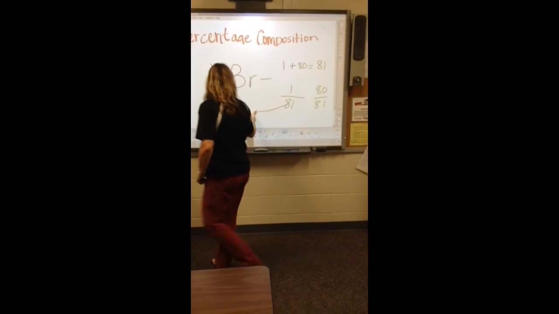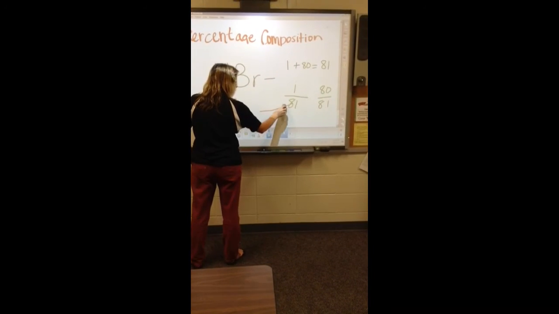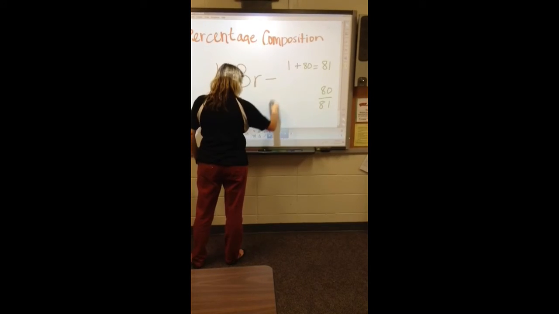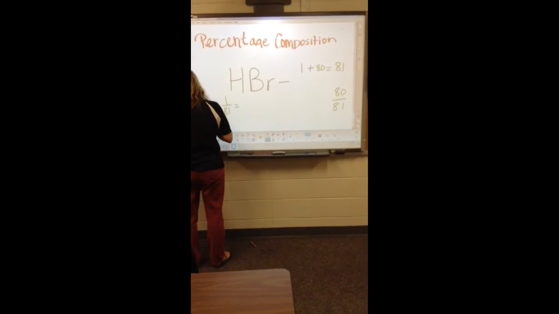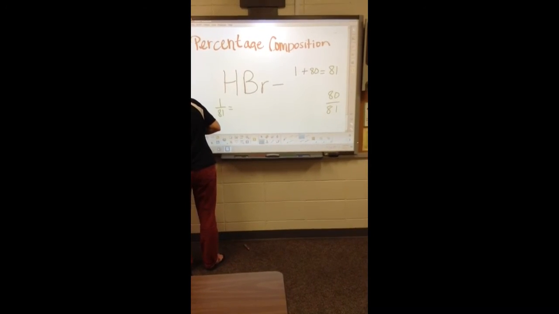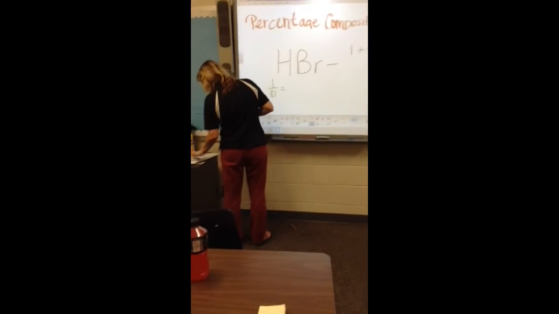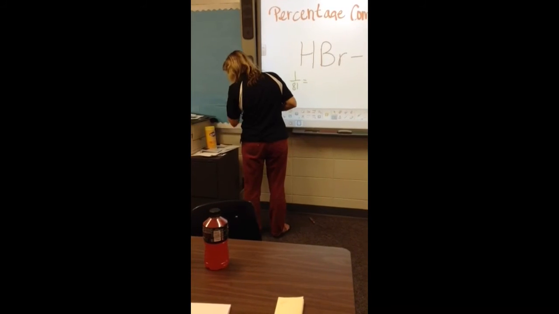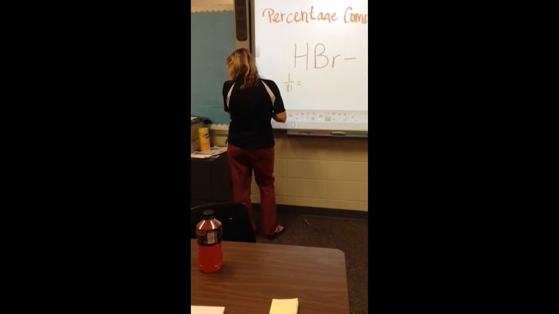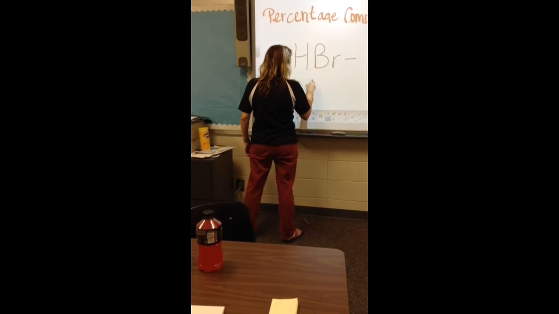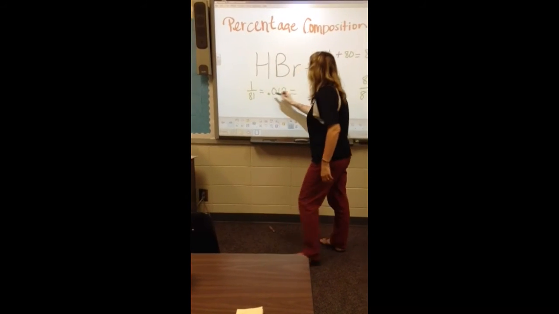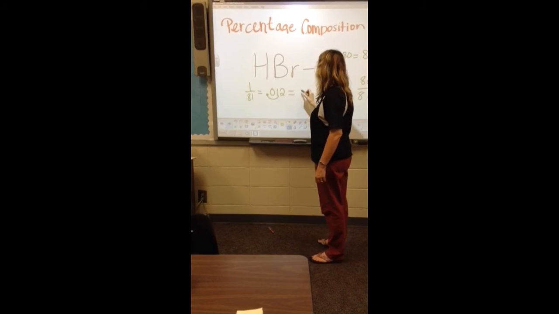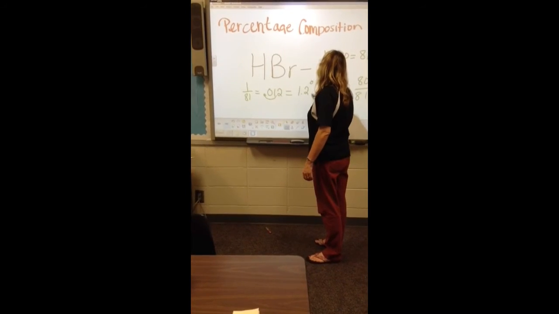Okay, let me move. Whoopsie. Let me move this over here. 1 divided by 80 equals 0.012. 0.012 equals 2%.